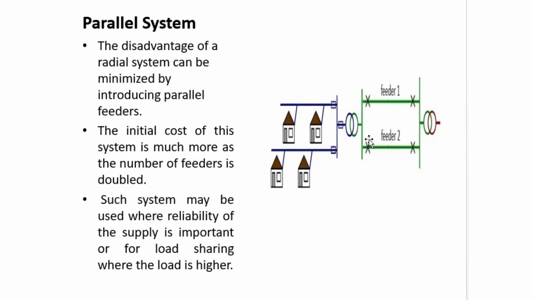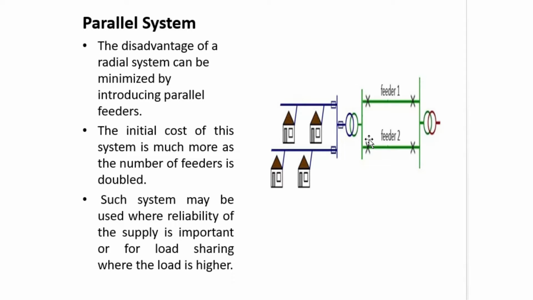So in this case the capital cost is double that of the radial feeder, but there is a great reliability factor for the line, and this may be justified if the load is very high, or more customers are being supplied, or there are loads such as hospitals which require higher levels of reliability. So this system can be used, and parallel feeders are more common in urban areas, or for feeders to large single customers where load shedding may be possible in an emergency.